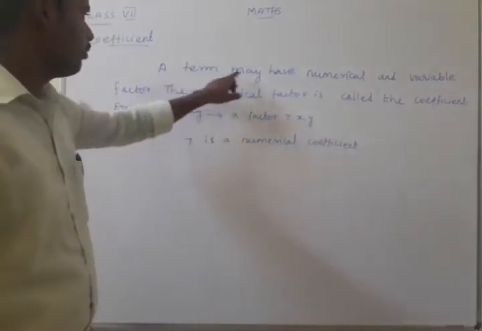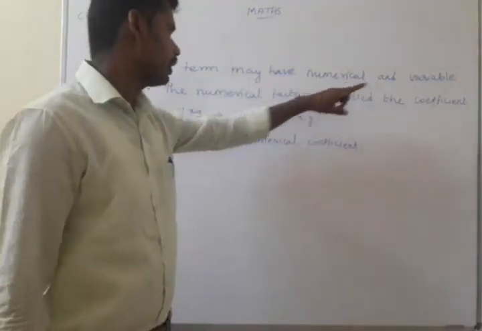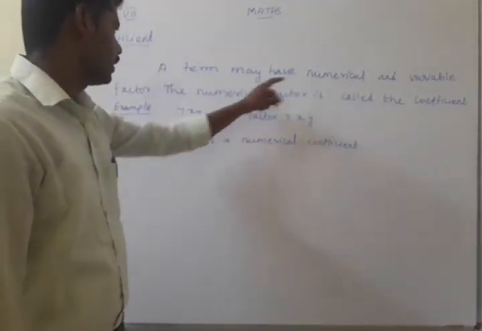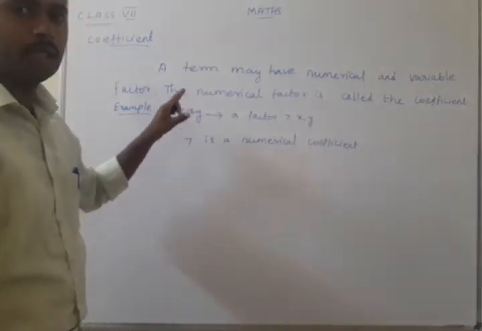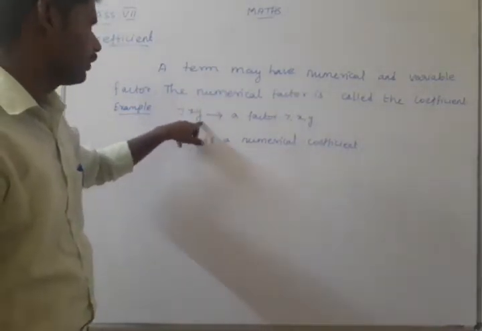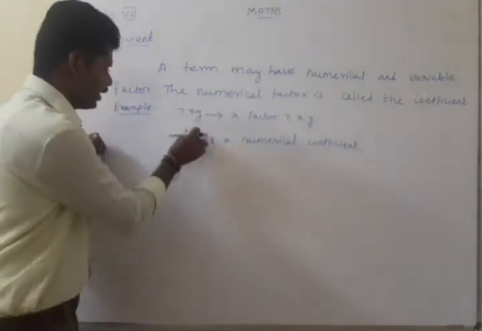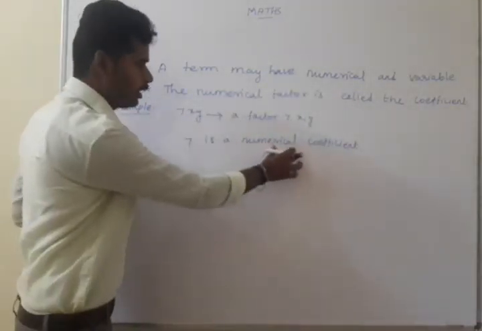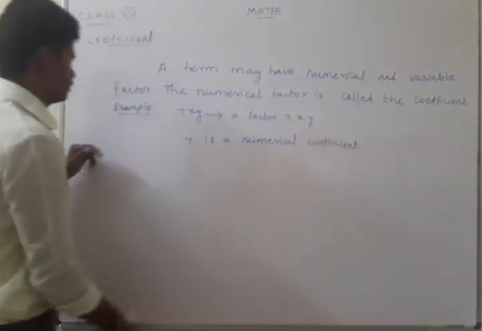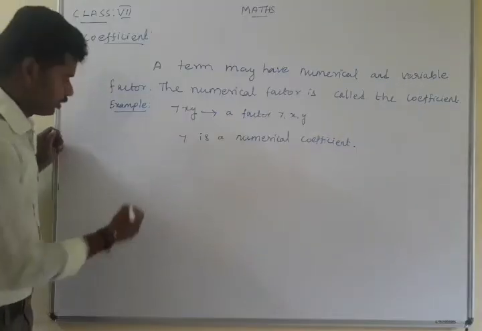So a term may have numerical and variable parts. This is one term. Here numerical means a constant number, and a variable is also present. The numerical factor is called the coefficient. Here 7 is the numerical coefficient. Next one.